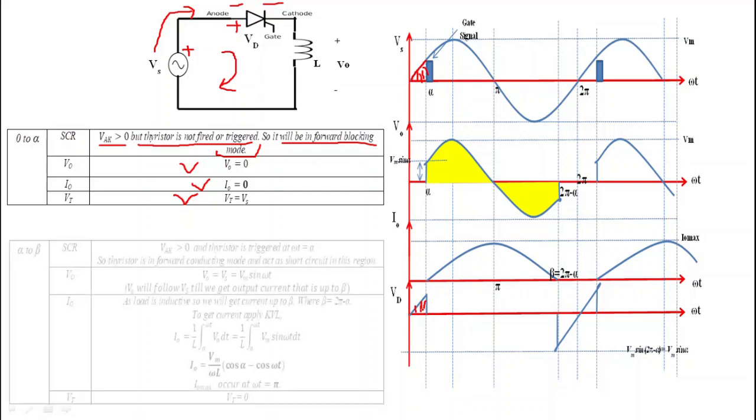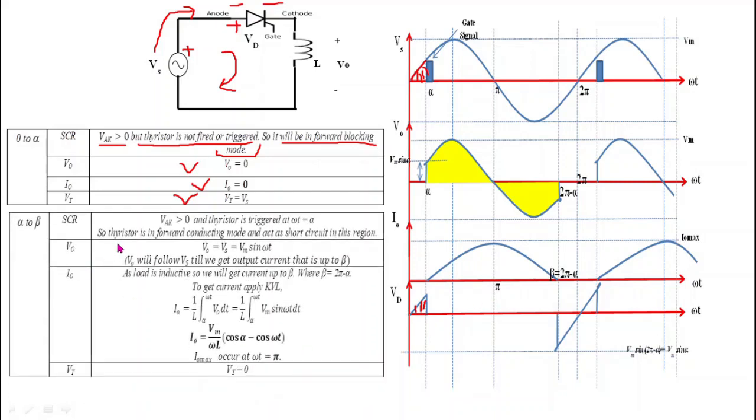Now we will see the operation from alpha to beta. Here at omega t equal to alpha, the thyristor is fired. When the thyristor is fired and VAK is already greater than 0, the thyristor gets turned on. So the thyristor will be in forward conducting mode from alpha to beta. When the thyristor turns on, it acts as a short circuit. Then voltage V0 is equal to Vs, because the source voltage Vs will appear across the load. So V0 is equal to Vs, which is Vm sin omega t.